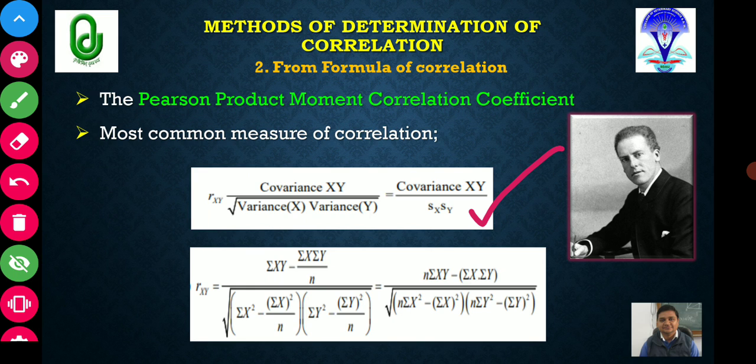Instead of variance, you will write covariance. So for covariance, instead of summation x square, here it is summation xy minus summation x into summation y. What we used to write as summation x whole square, instead of that you have to write summation x into summation y divided by n. So this is the covariance of x and y, and under root you have to write the variance of x and the variance of y. So this is just an extension of covariance xy divided by under root variance x and variance y.